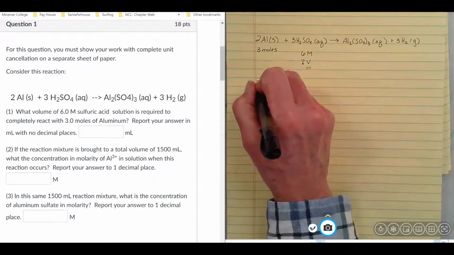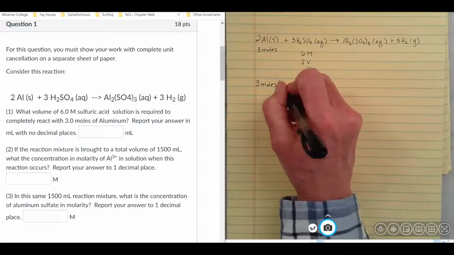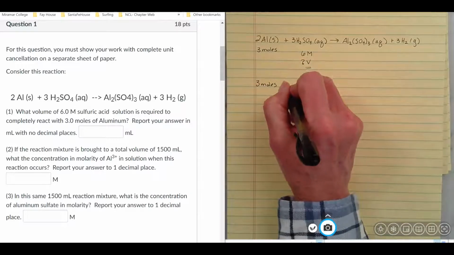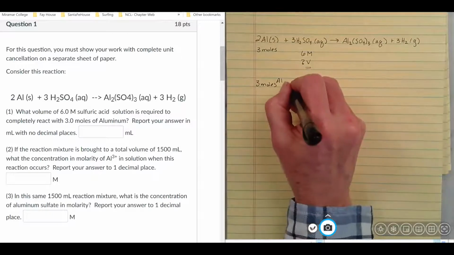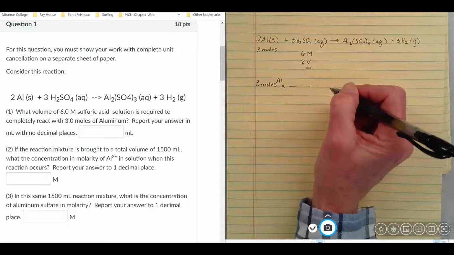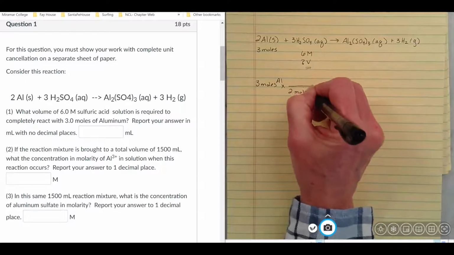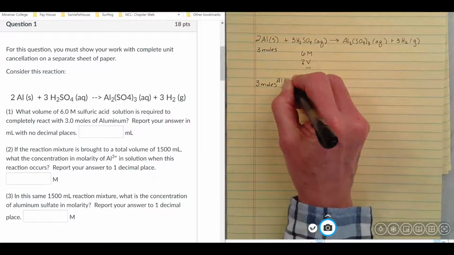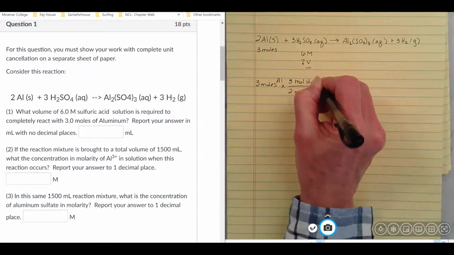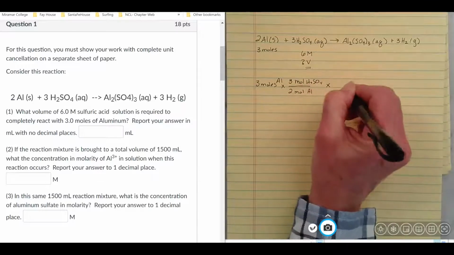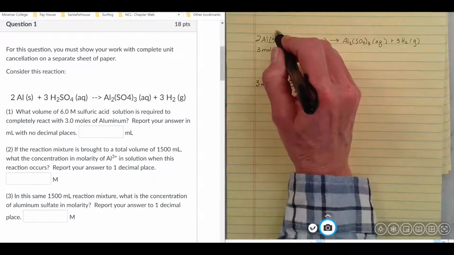So I'm going to start with what I have, which is 3 moles, and in the problem it actually says 3.0 moles, and that's of aluminum. And we know from the stoichiometric ratios that it takes 2 moles of aluminum to react with 3 moles of sulfuric acid. And we know the concentration of sulfuric acid. So we are just going from here to here.